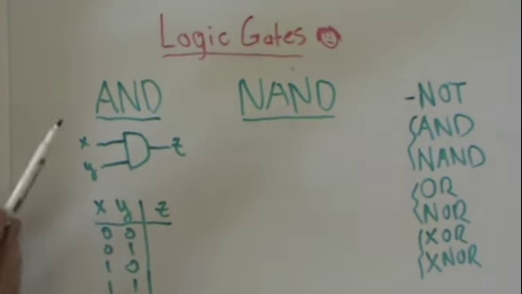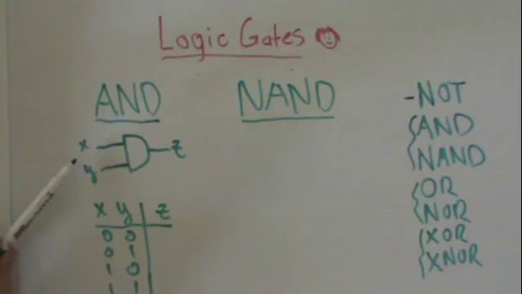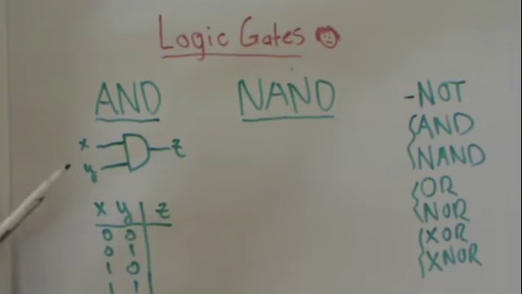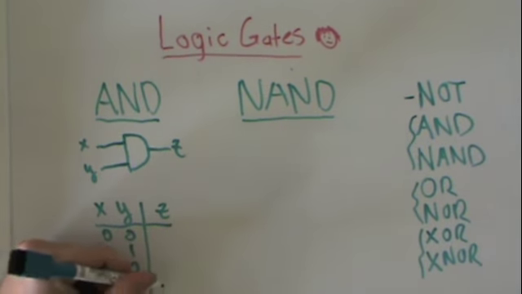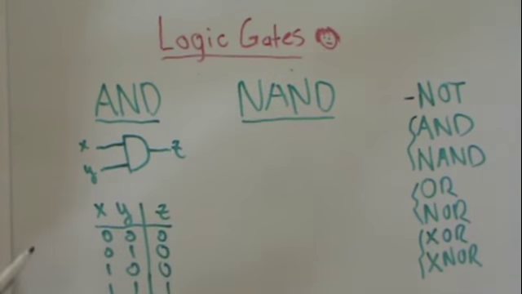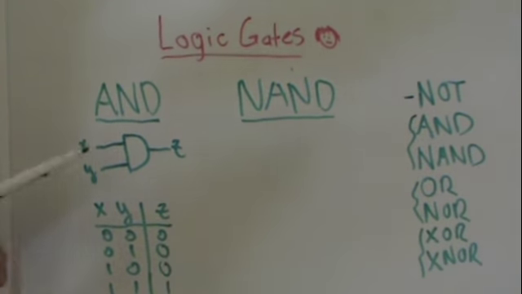The output is only true when both of the inputs are true. So it's only a 1 here when we have 1s on both of the inputs. That's where the term AND comes from, because they all have to be true. X and Y have to be true. Otherwise, if they're not all true, then we get a 0 on the output. So it's that simple.